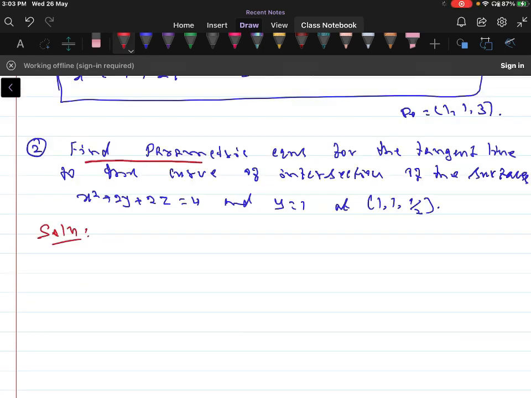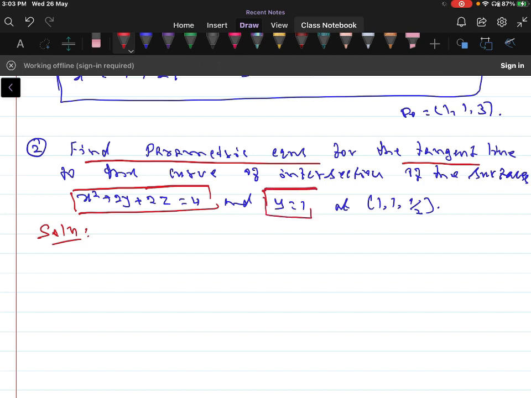Find the parametric equation for the tangent line to the curve of intersection of the surface x square plus 2y plus 2z is equal to 4 and the plane y is equal to 1 at the point (1, 1, 1/2). So let us move to the solution.